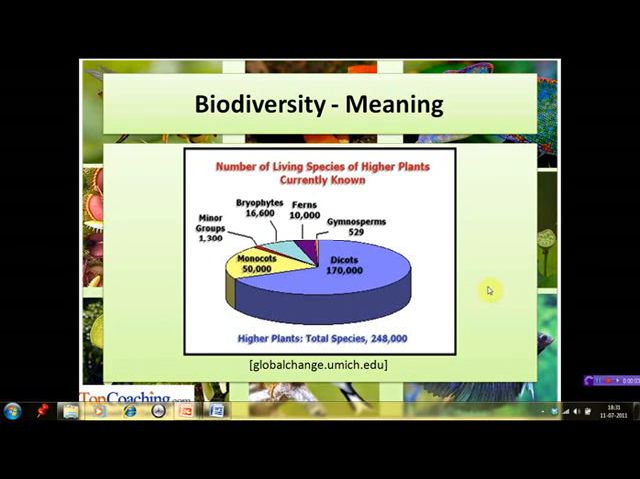There are about 248,000 species of higher plants, out of which, as we can see in this diagram, dicots acquire the biggest section. In human history, about 7,000 species of plants have been cultivated for human consumption. At present, only about 30 crops meet 95% of the demand for human consumption, out of which 4, that is rice, wheat, maize, and potato, are responsible for 60% of our intake.